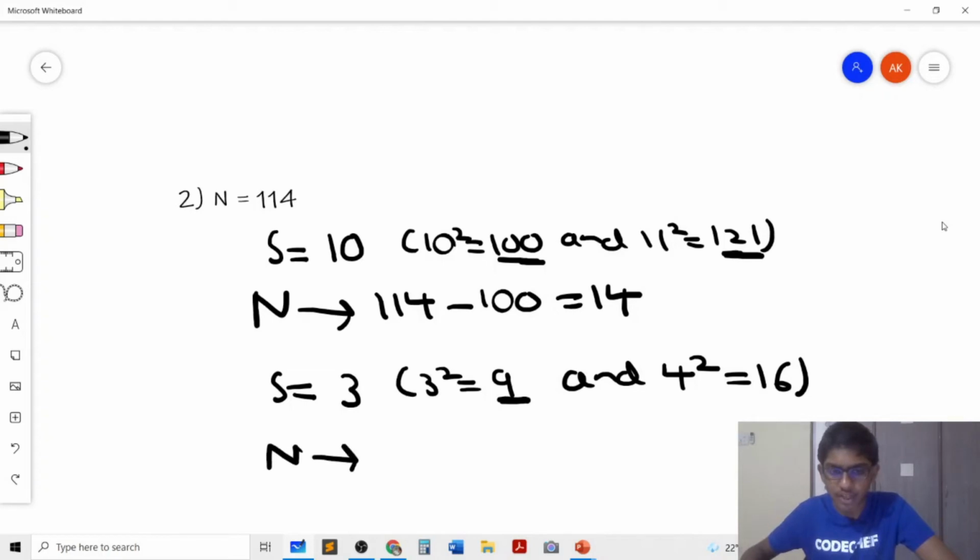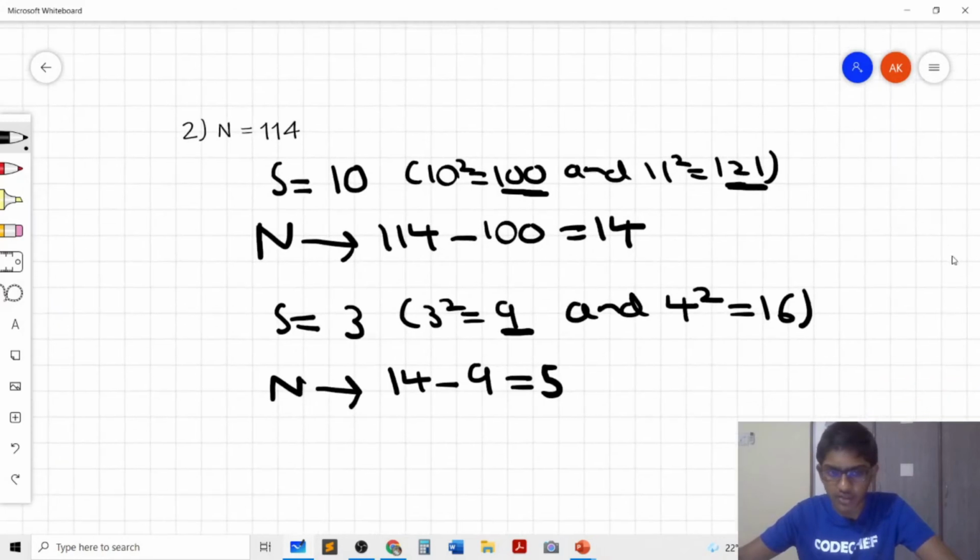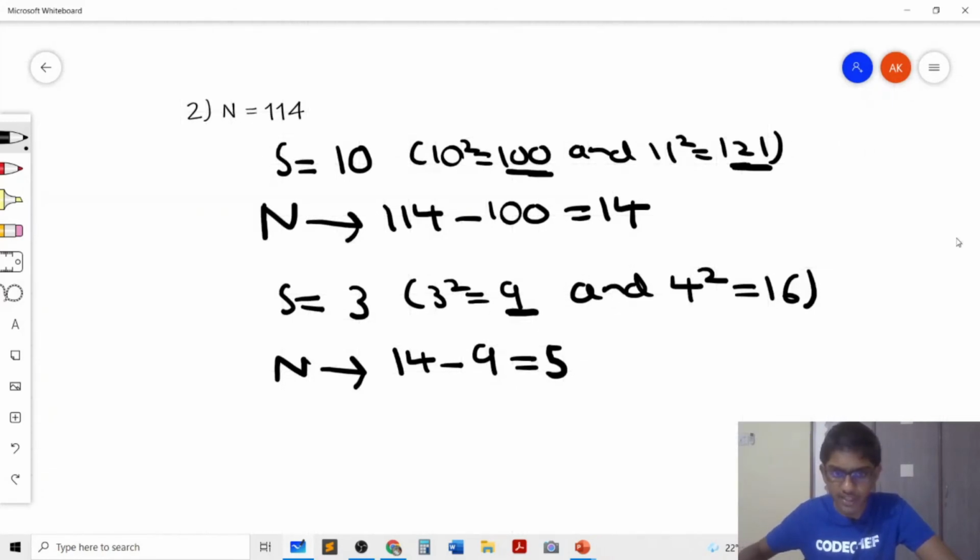Hence, our value of n will go from 14 to 5, because we used 9 circles to create one square of side length 3. Then we choose s is 2 for a similar reason, that 2 squared is 4 and 3 squared is 9.